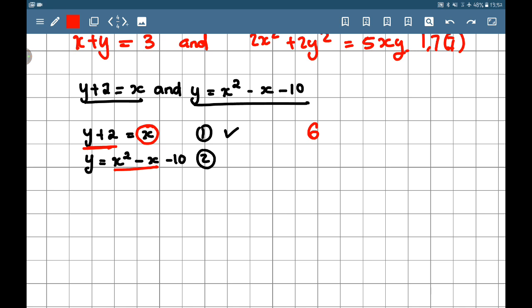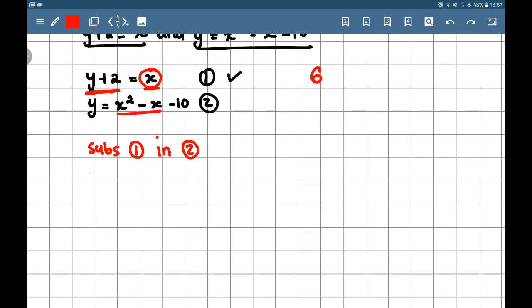Are you following? So now, in place of x, we are going to substitute that equation. We are going to substitute equation 1 in equation 2. So from here, we are going to have y is equal to, in place of x, we're going to put y plus 2 squared, minus y plus 2 minus 10. Are you following?